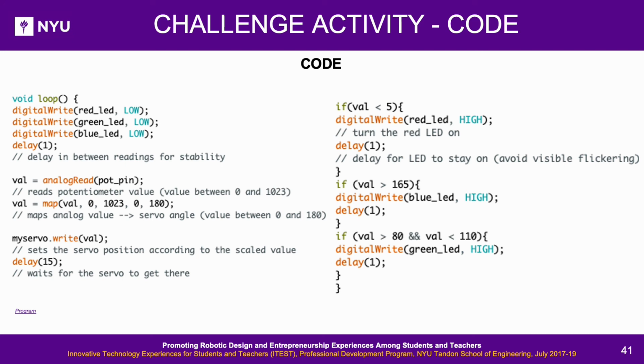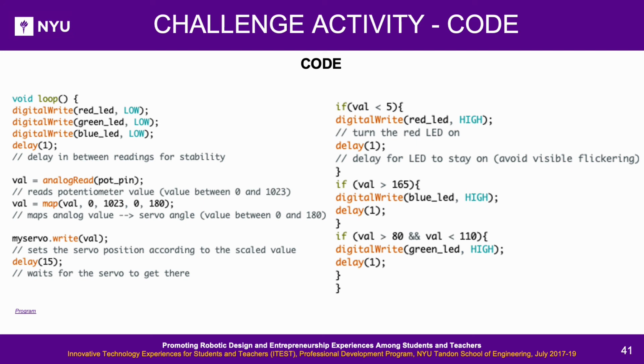Then the value of the potentiometer is read using analog read command and mapped to the range of 0 to 180, since that is the range of servo angle rotation, in this case. Then, this mapped value is written to the servo which results in the control of servo angle using the potentiometer. Lastly, the value is checked to decide which LED should be turned on.